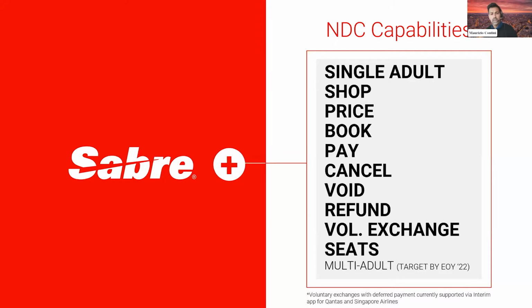It depends on the airlines. Not every airline has the same level of expectation in terms of functionality. Some want to focus on seats, some want to focus on refunds, some on multi-adult. It depends on the airline. It's a different mindset. Key for us is servicing. It needs to allow servicing.